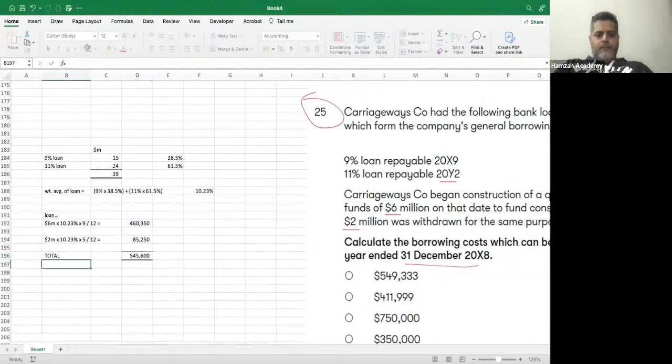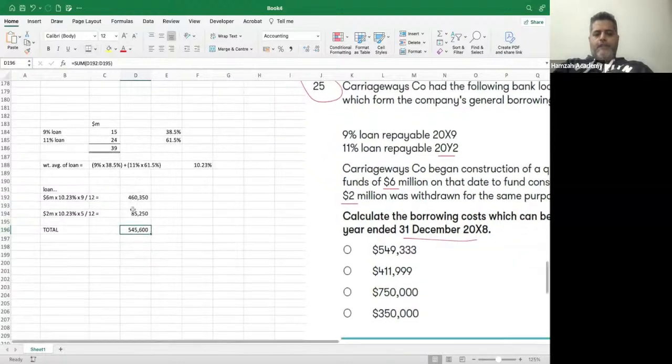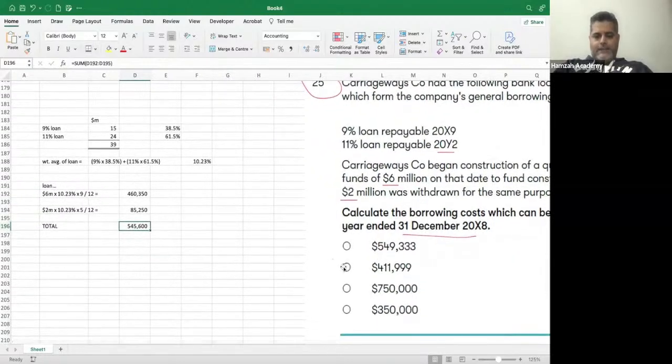And then the total. This is 545,600. And we don't have any option over here. The nearest one is 549, right? We don't have any option over here from this. Now, how are we going to get the answer? Surprising. What is happening?